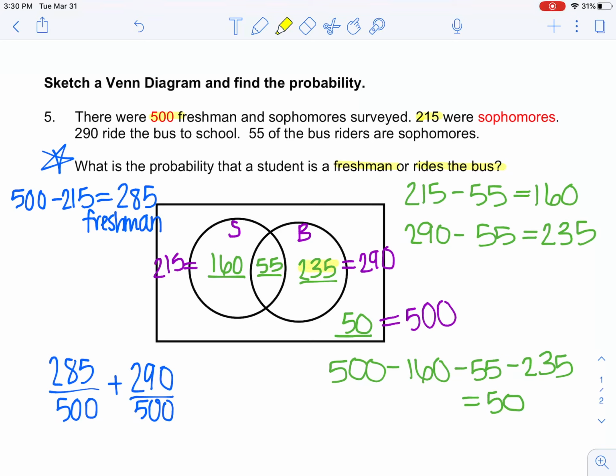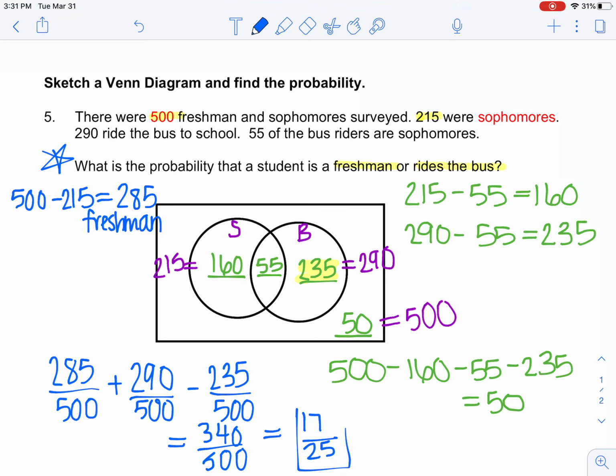We want to know this number here. Because remember, if it's not overlapping with sophomores, then that means that would be our freshmen who ride the bus. So we are going to subtract 235 out of 500. Okay, if we go ahead and simplify that, 285 plus 290 minus 235 equals 340 out of 500, and that reduces to 17/25.